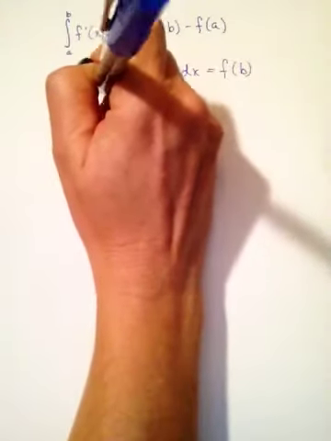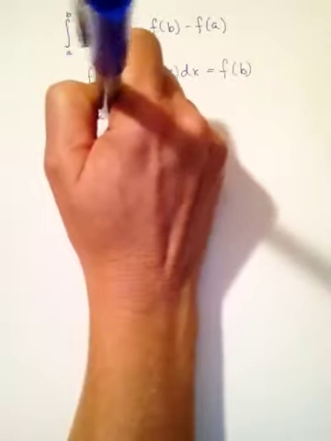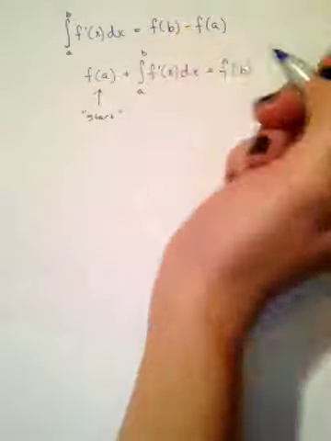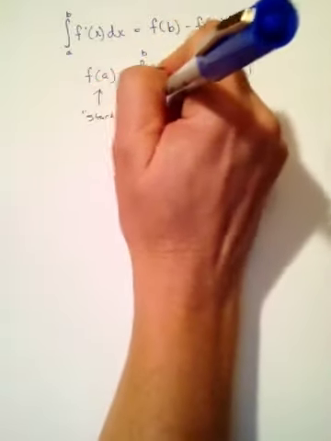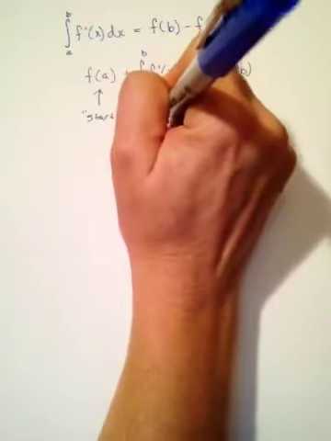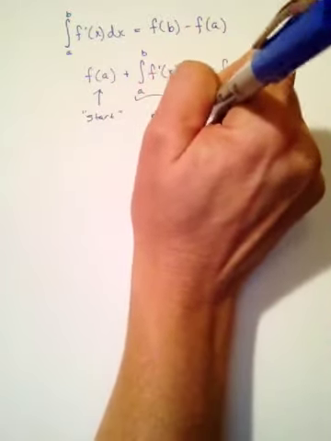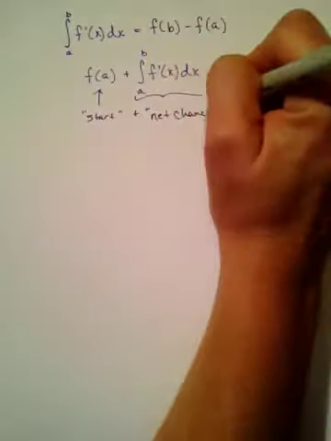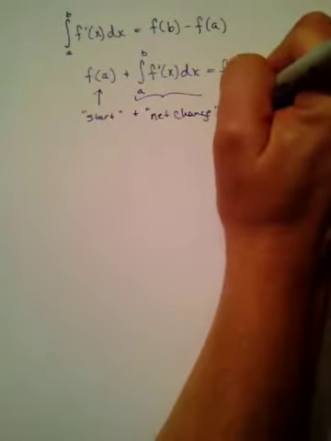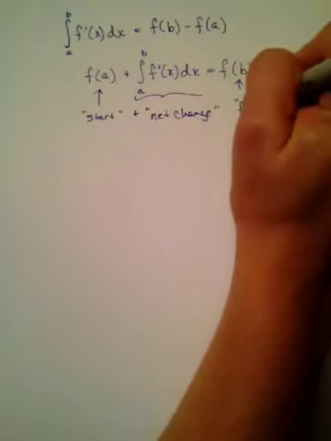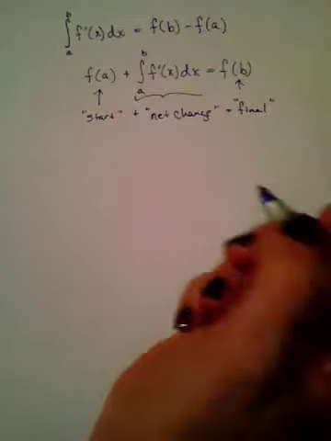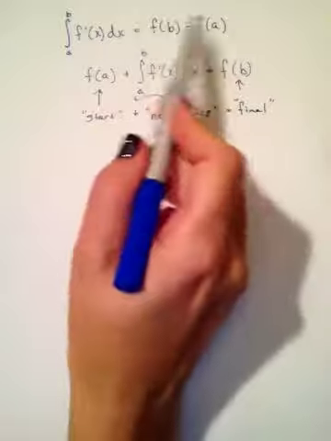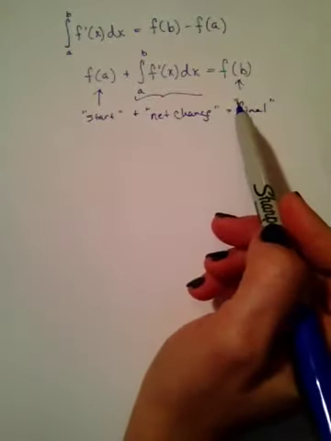So this, you can imagine, is a start. This is your start amount or start time, starting position. And this piece right here is your net change, which, if you add those together, start plus net change will give you your final. So this is one way to look at it. One way is just to say, here's our net change, and the integral represents that net change, but this is a little bit more useful to me.